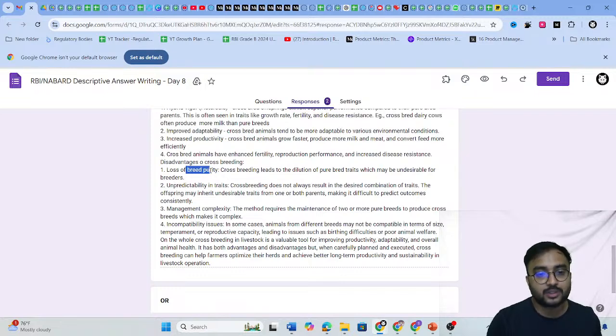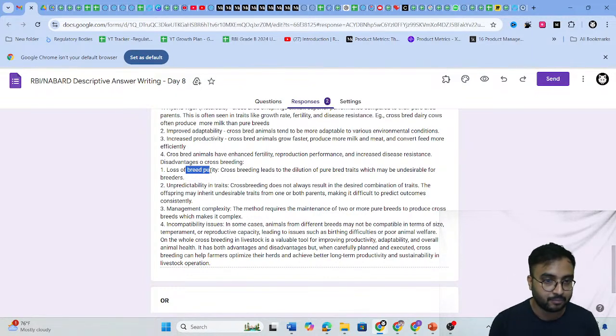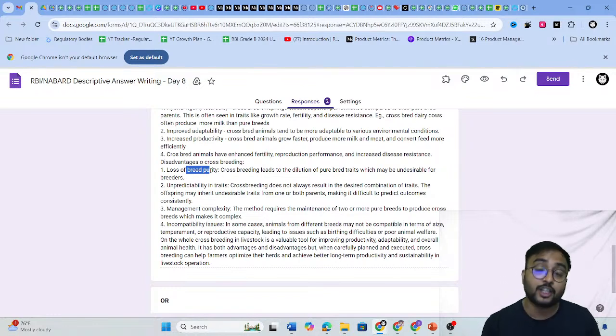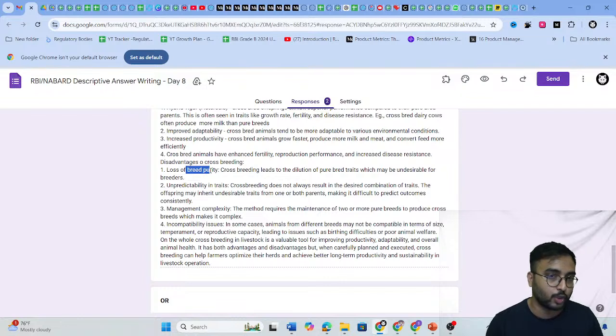Now come the disadvantages. The disadvantages: loss of breed purity. Second, purity is lost when hybridization happens; pure breeds are lost, definitely. Second, unpredictability, which we already talked about in our answer also. Management complexity, yes, he also talked about it, but the heading is different. And then incompatibility issues, where animals of different breeds may not be compatible with each other in terms of reproductive capacity, temperament, size, etc. A one-fits-all approach will not work.